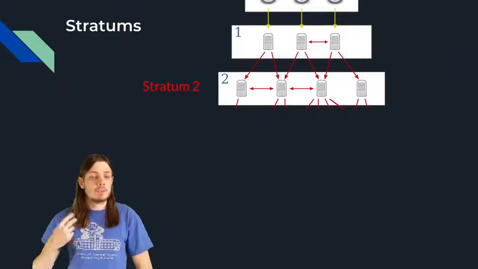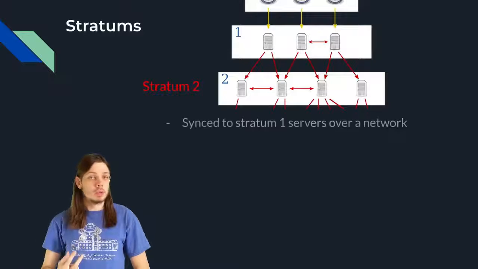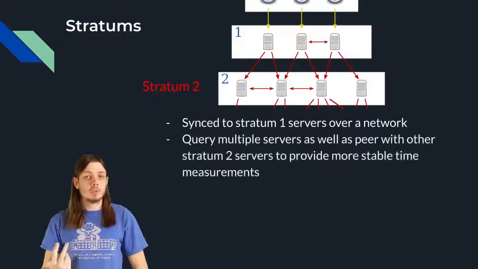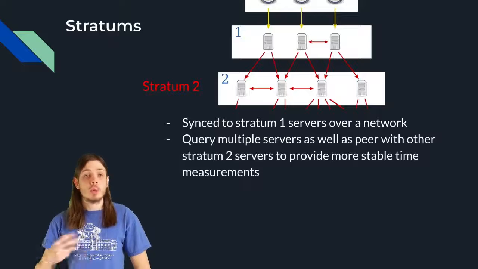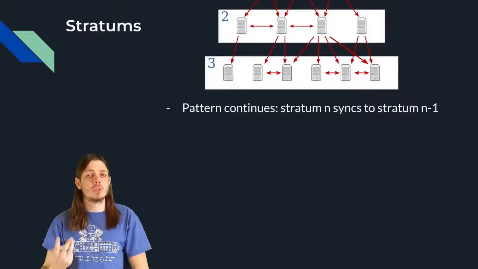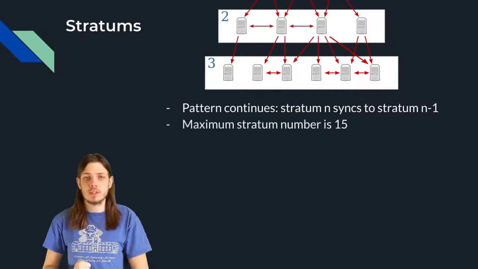Going to another level, we have Stratum 2 servers. Stratum 2 servers are synced to Stratum 1 servers over a network. They will often query multiple servers, as well as peer with other Stratum 2 servers to provide more stable time measurements. From here, the pattern continues, with the Stratum N server syncing with Stratum N-1 server. The maximum Stratum number is 15.